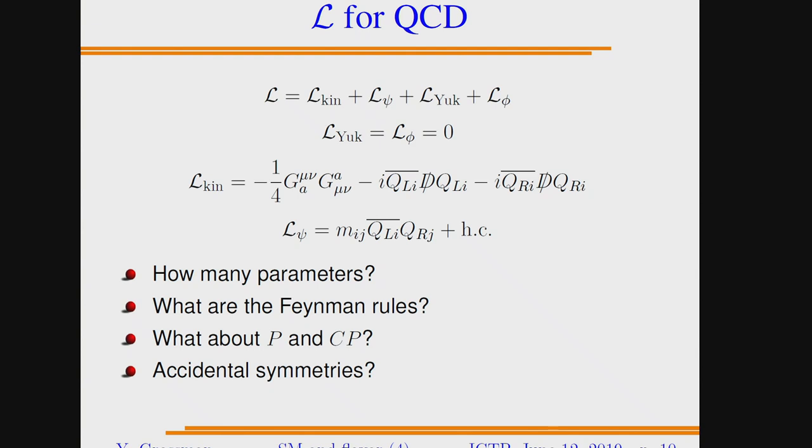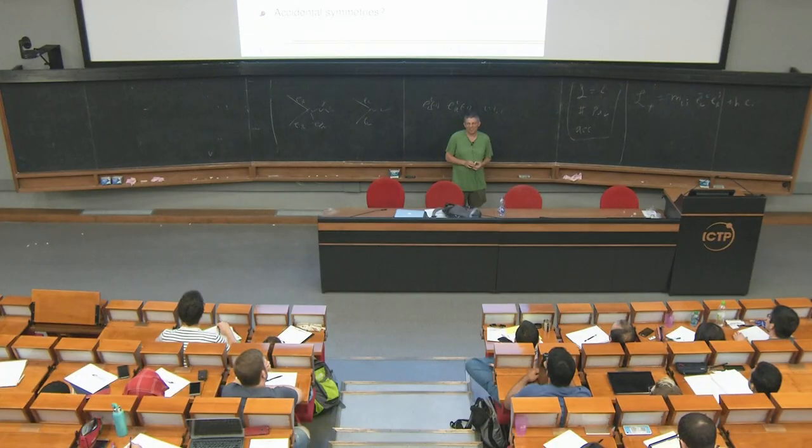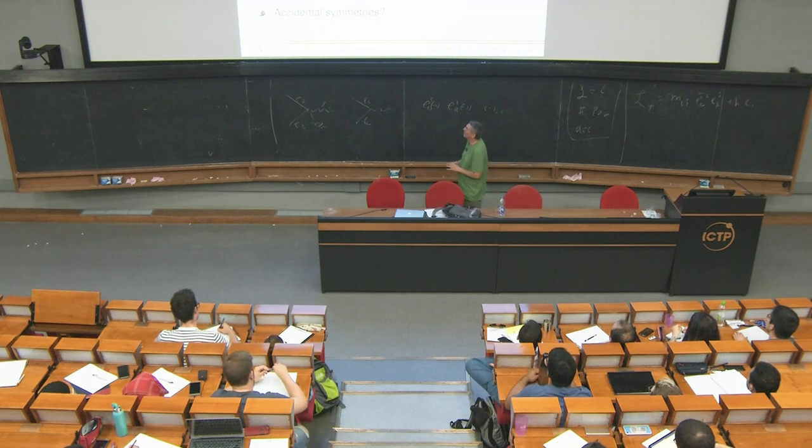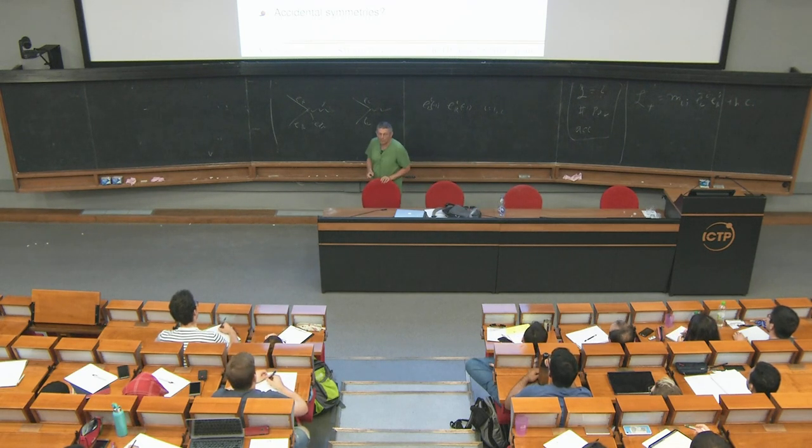So let me ask the following question. How many parameters? What are the Feynman rules? P, CP and accidental symmetry. So how many parameters? 7. We love this number 7, right? It's always the number that comes out. Actually, in the example, you gave 7, right? But actually, it happened to be the right answer. Kind of interesting, right? So why 7?